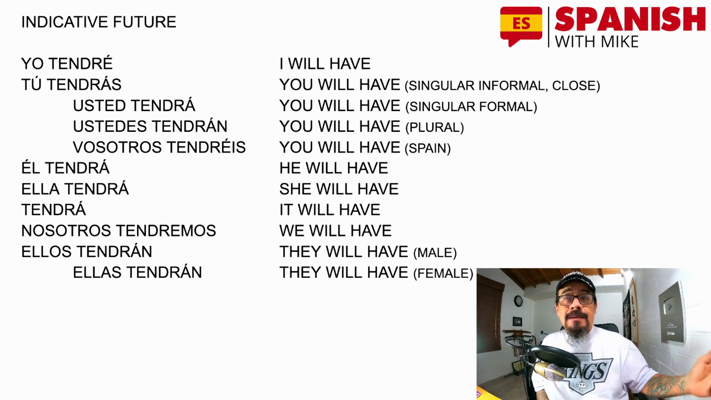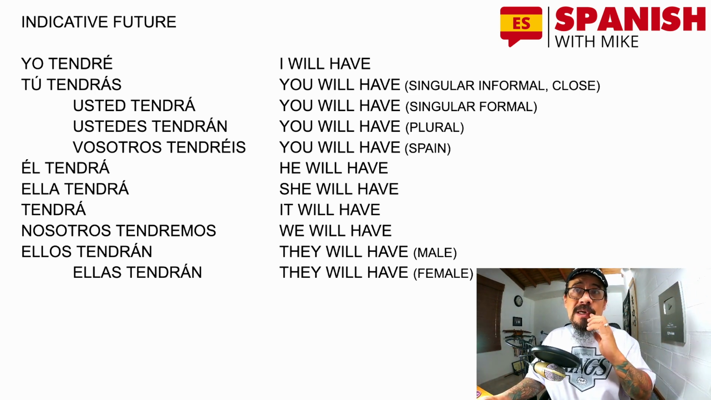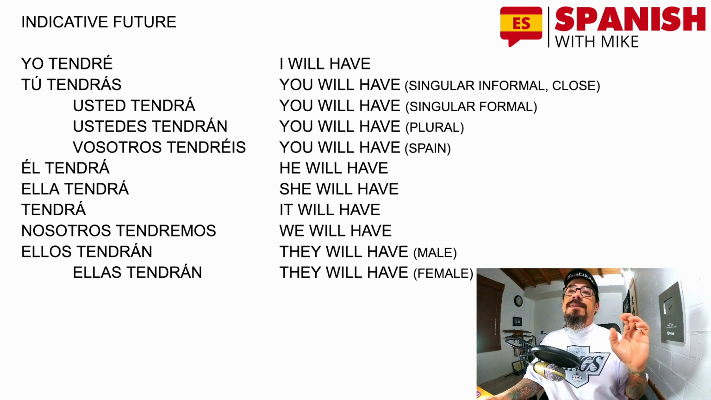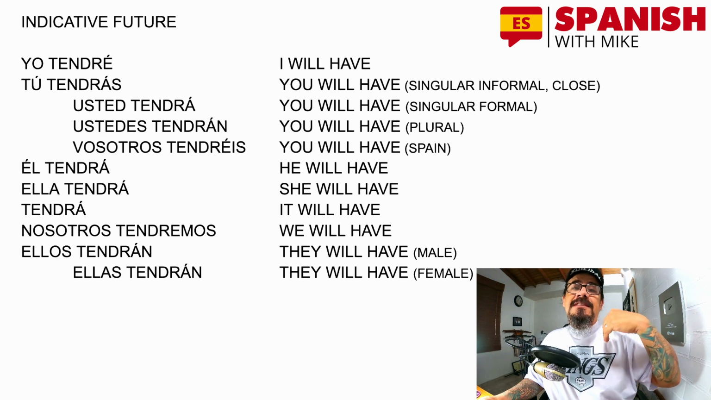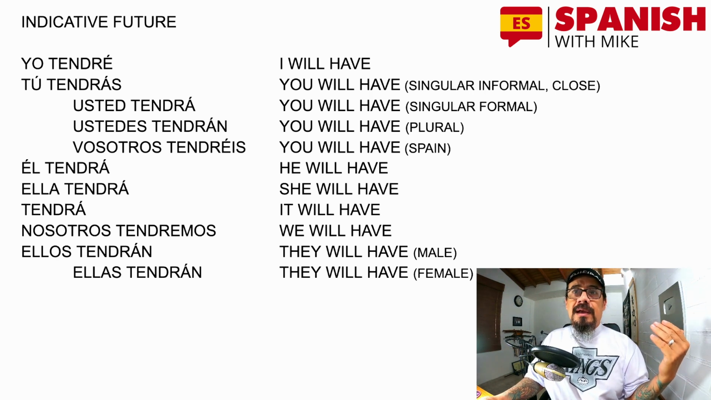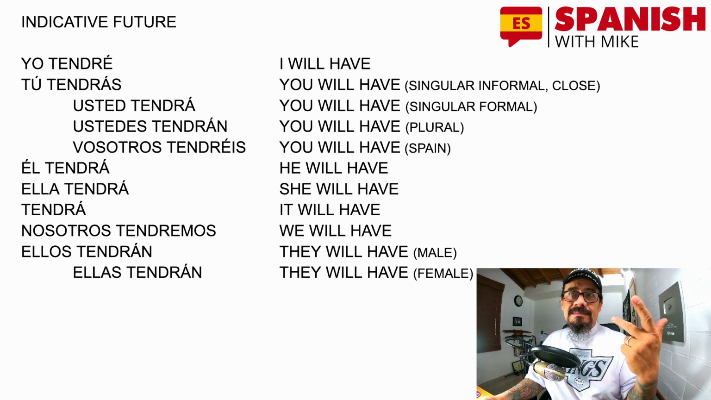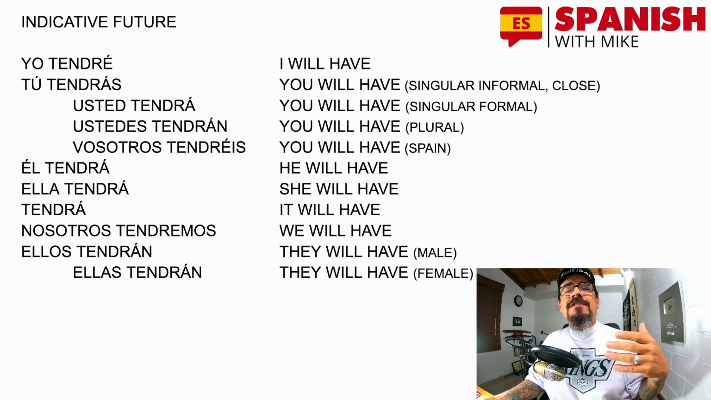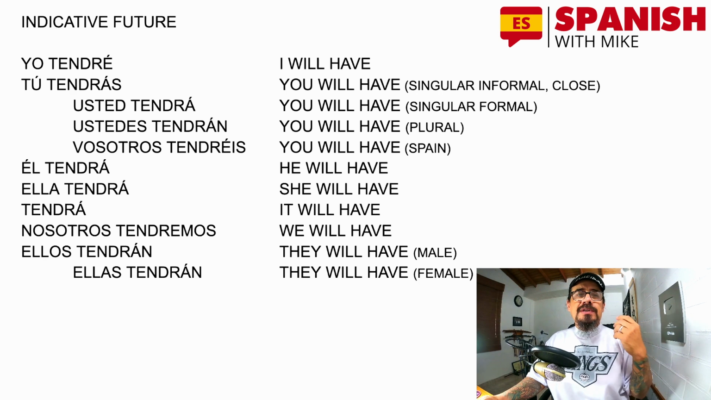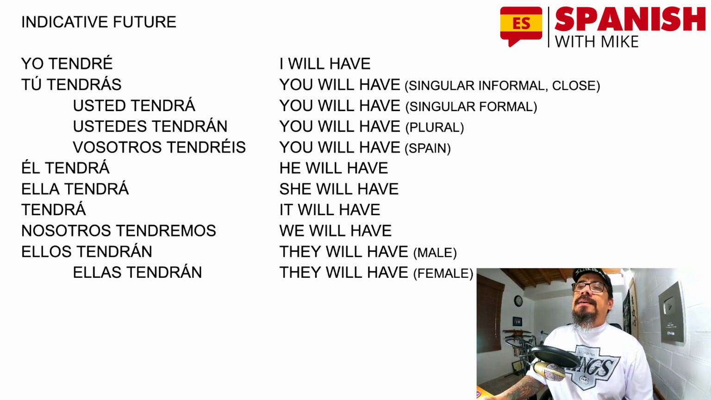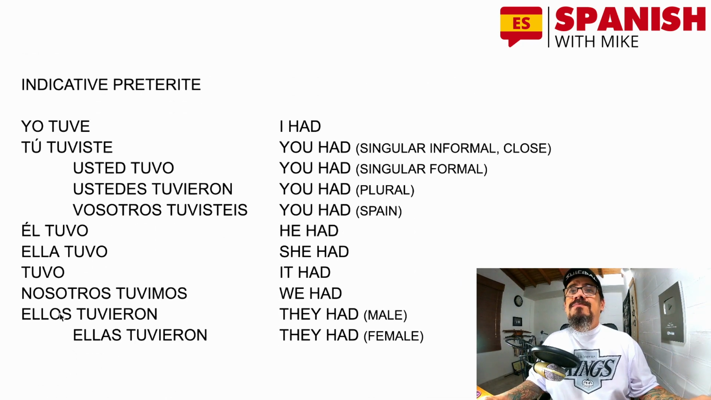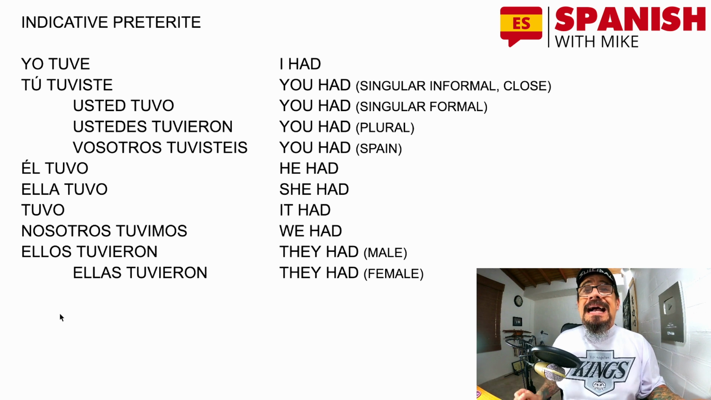Remember that even though we're using the subject pronoun, in Spanish we can skip the pronoun. I can say tendré, tendrás, tendrán, tendréis, tendrá. It doesn't matter. But first, let's get used to the pronoun, to get a hold on that, to understand the conjugation. So let's move to the past, the simple past.